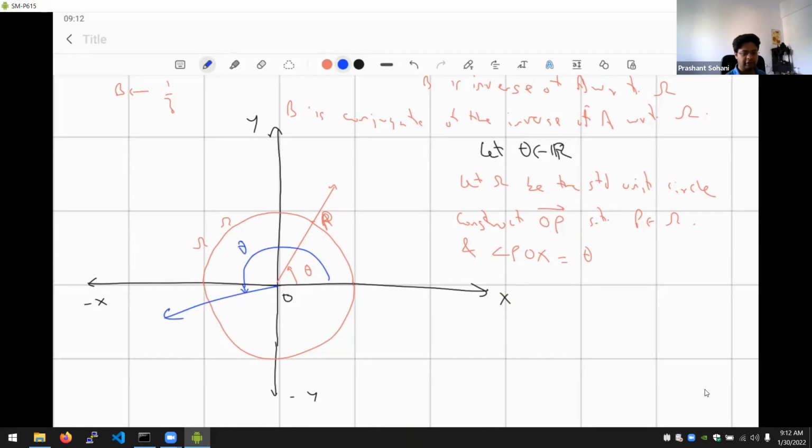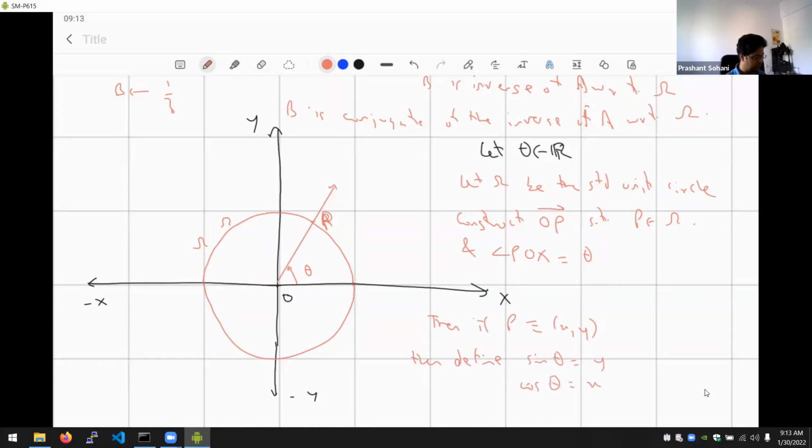And of course, after 360 degrees, the value starts to repeat. So that is why we call all of these functions periodic. But for this definition, we can use a theta within 0 to 360. So then, if P has the coordinates x comma y, then we define sine of theta as y and cos theta is equal to x.